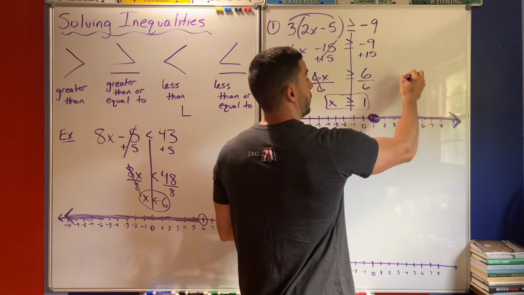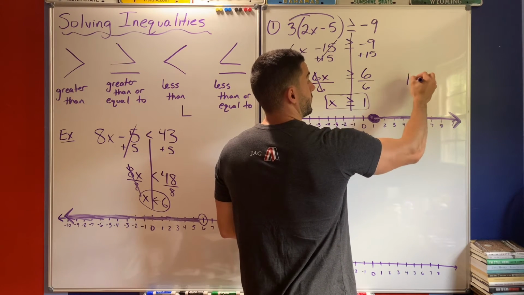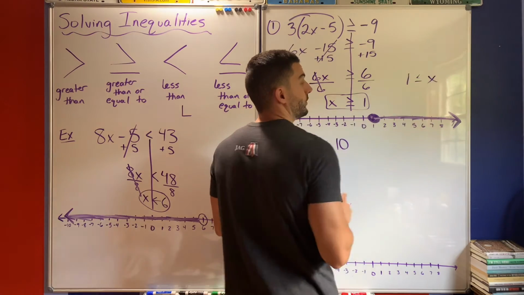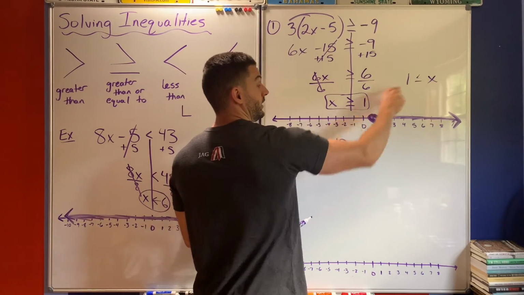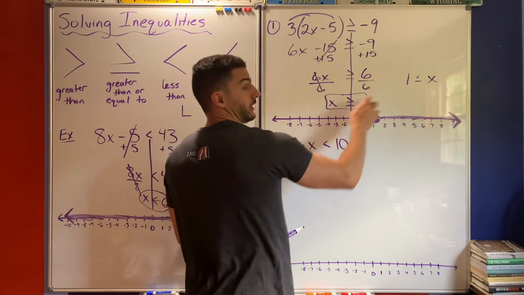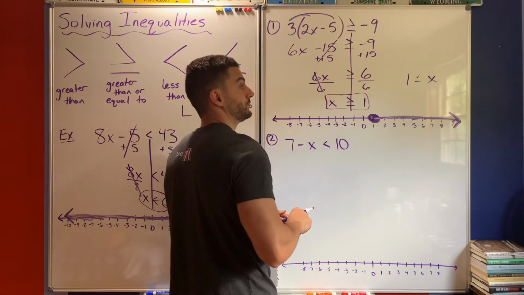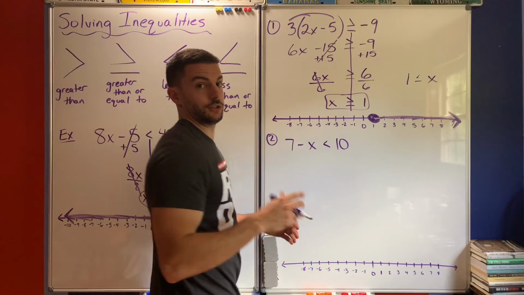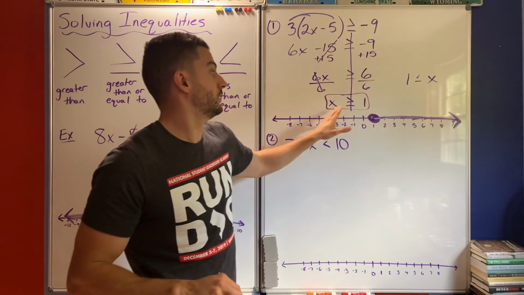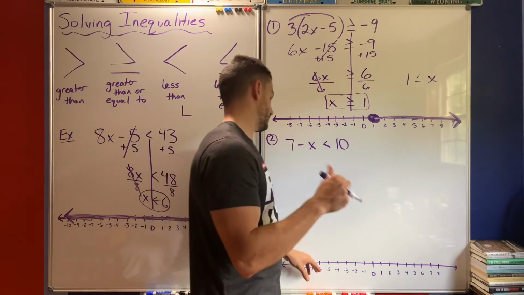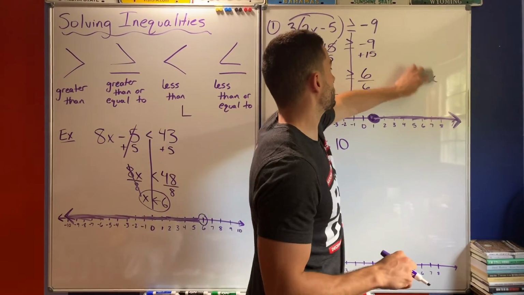Because if it said 1 is less than or equal to x, right, I would not go to the left here. This is actually the same thing. But just make sure, if you use that arrow shortcut, make sure your variable is on the left, okay? So just a little thing there.